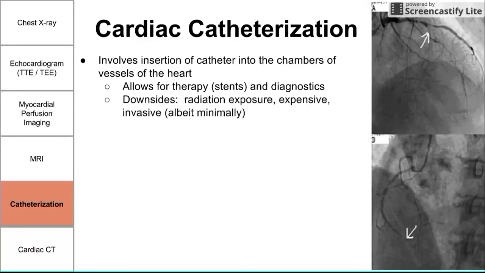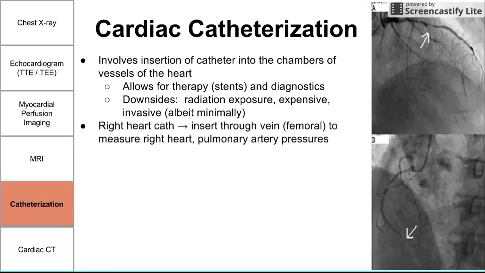One of the downsides of cardiac catheterization is that it is invasive. It's not quite as invasive as surgery, but it does involve putting in a wire and a catheter. It's done under anesthesia, but the patient is still awake, so it's a local anesthesia. And there is radiation exposure if you are using a contrast agent in the coronary arteries.